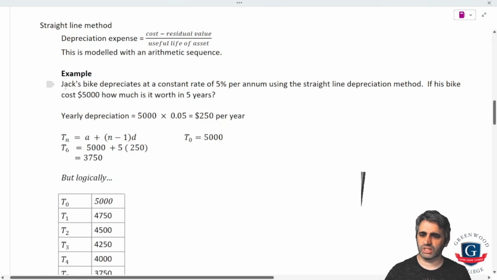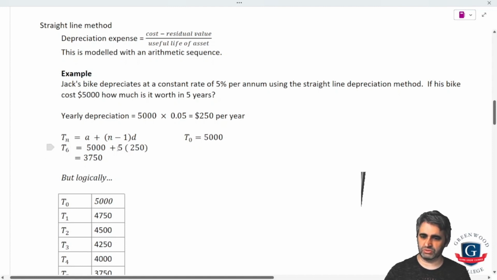Jack's bike depreciates at a constant 5% per annum using the straight line depreciation method. If his bike costs $5,000, how much is it worth in 5 years? So this is at the start of the year. This will be at the end of the year. We have to be a little bit careful with our subscripts. If the yearly depreciation is 5%, that's $250 per year. Logically, we're going to have to apply it five times. But if we use the AP formula, this is only going to let us do it 4 times. So we'd have to use T6 rather than T5 to get the answer that we expect.